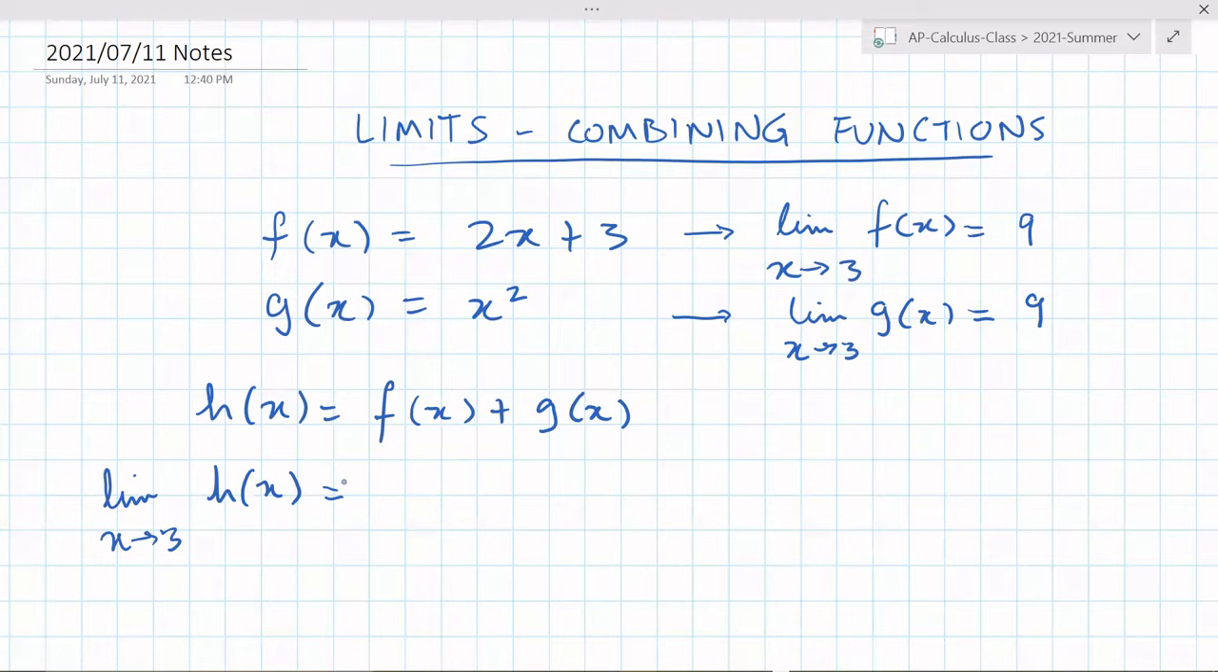One of them says, if we know the limits of these functions that you're adding at the same x, approaching the same x, then this limit is just the sum of the limits. So this is just 9 plus 9. This is 18. I don't have to do it from scratch, try to prove what h of x is and then what its limit is when x approaches 3. It makes it easy for us: if I know the limits for this and this, and I know how these functions are combined to give me a new function, I can find the limit for the new function.